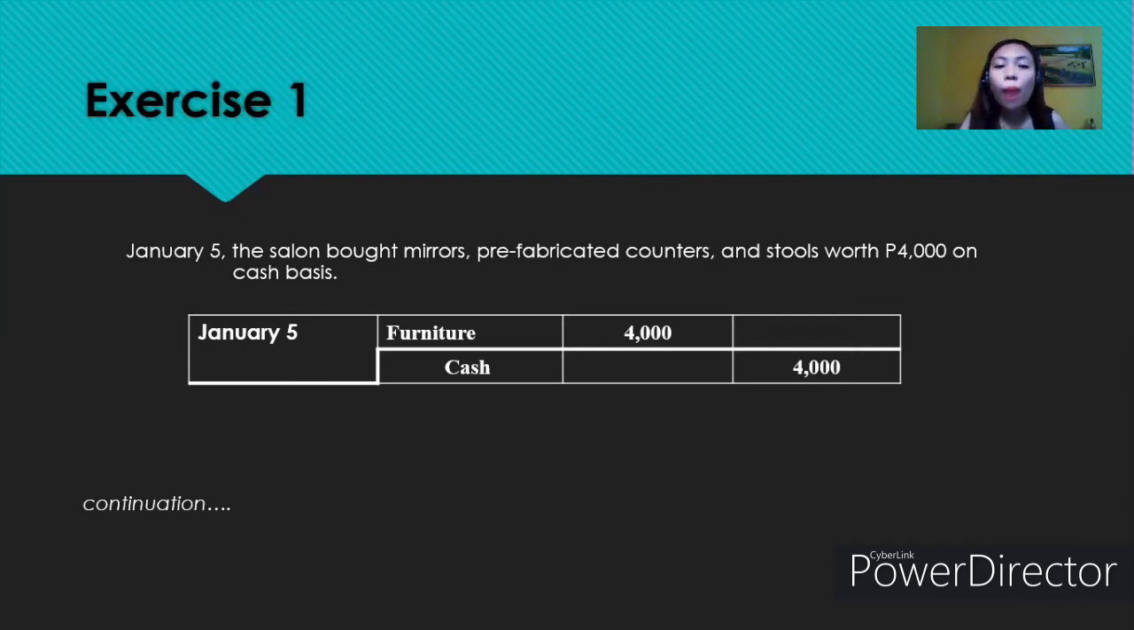However, you pay for the furniture in cash, so definitely the cash will be decreased. So what you're going to do is credit it. These are the two accounts which are very important to journalize the transaction. That is the furniture which you bought and that will be added to your assets, so you have to debit it. But you pay for it in cash, so definitely the cash will be decreased and you have to credit it.